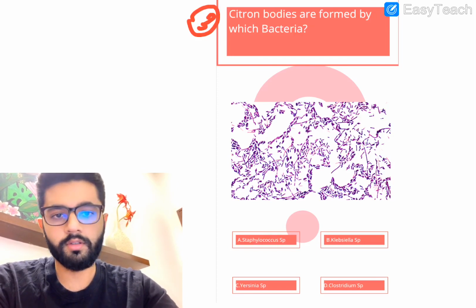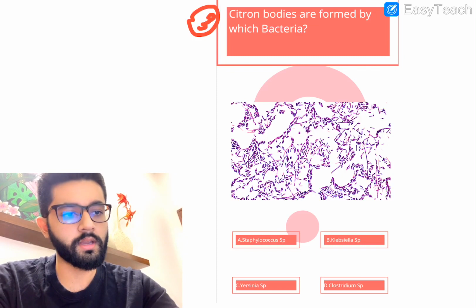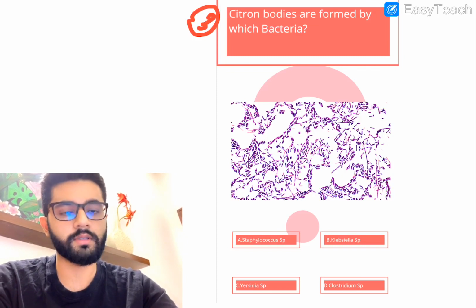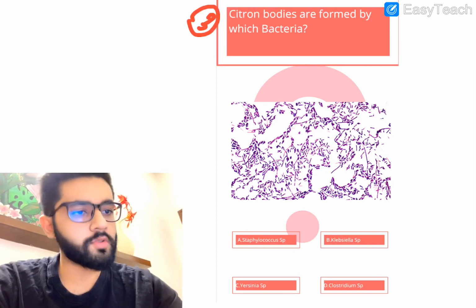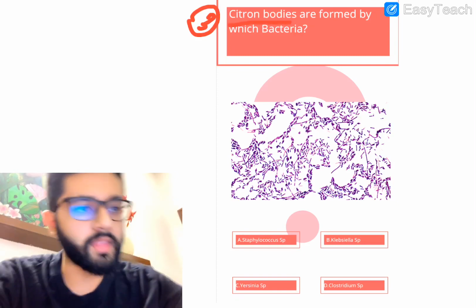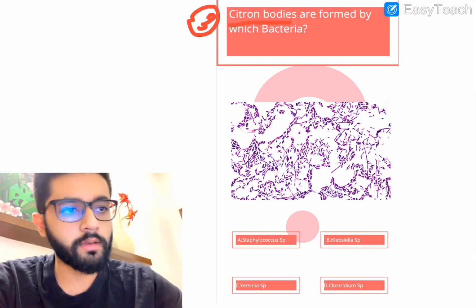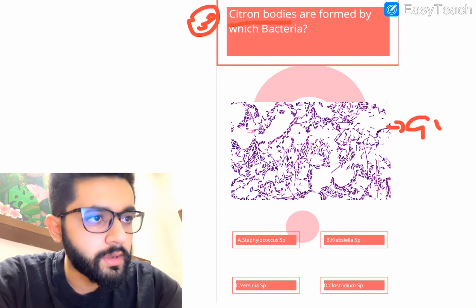A, Staphylococcus species, B, Klebsiella species, C, Yersinia species, and D, Clostridium species. So let's give it a few seconds. You can pause. So again, this is a very fact-based question, difficult to answer. We might not have even heard of citron bodies, but there is an image with this question, and that can help you answer.